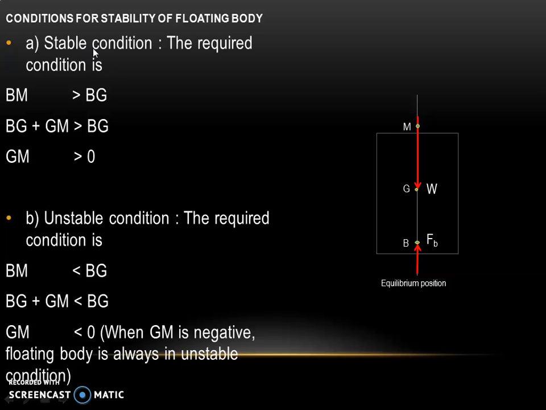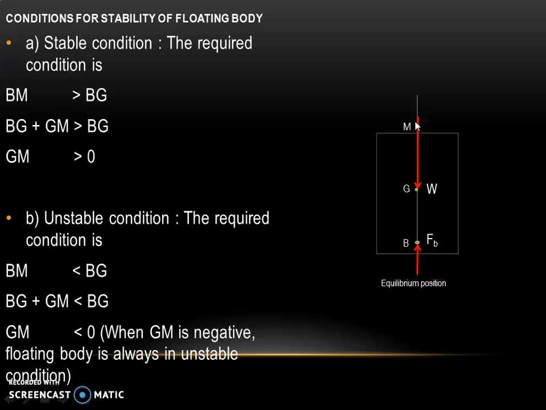First one is stable condition, and the required condition is BM should be greater than BG. Here we can see an object. Let us say that this object is in water, and hence there will be force of buoyancy which will be exerted on the object at point B. W is the weight acting at point G and M is the metacenter. For stable condition, BM should be greater than BG.